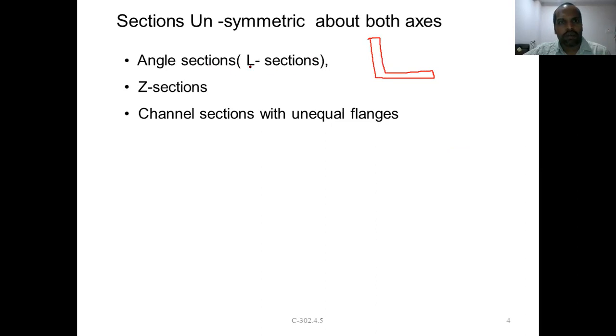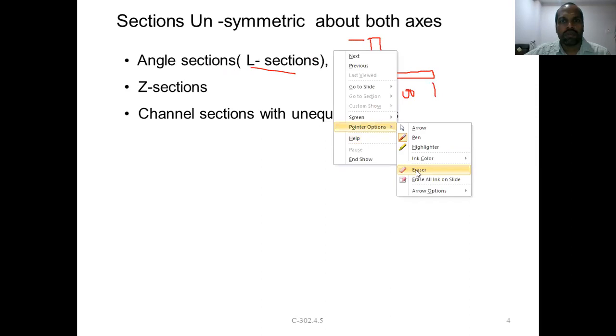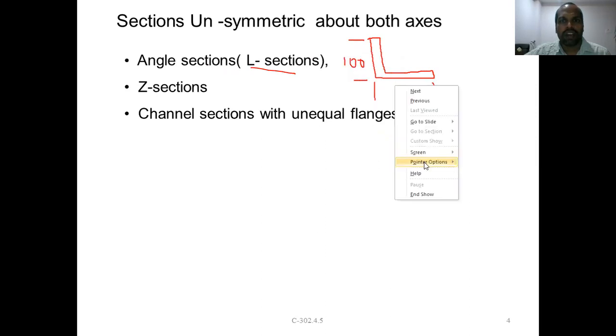Angle sections may be equal or unequal. Equal angle means both these dimensions are the same. Let us say this is 100. This is nothing but an equal angle. For example, if one is more and one is less, then that is called an unequal angle.